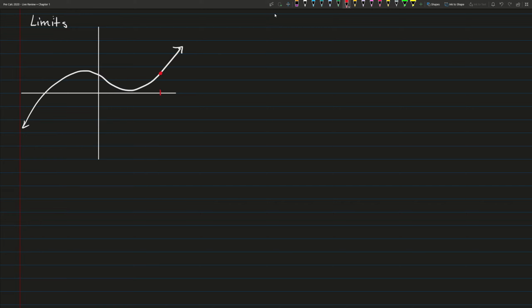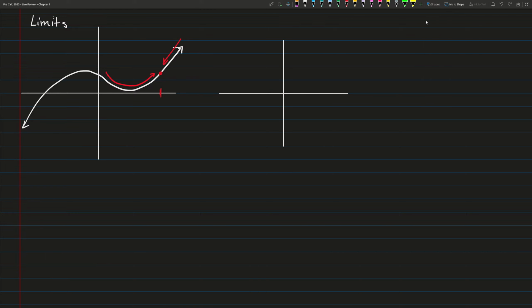Let's say we're taking the limit at this red hash mark. As we approach that value on the x-axis from both sides. Okay, that is a limit. There are a couple of ways in which that limit does not exist. First is that there are differing behaviors on both sides.